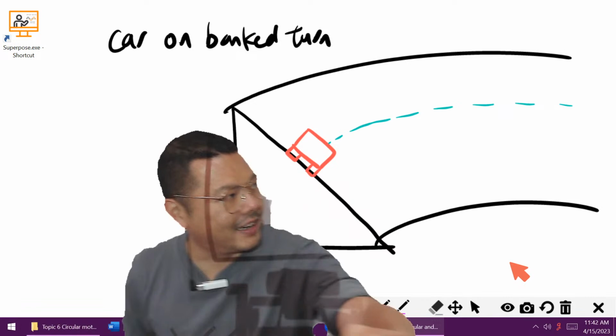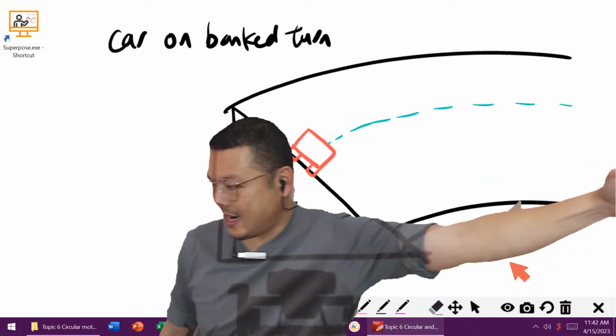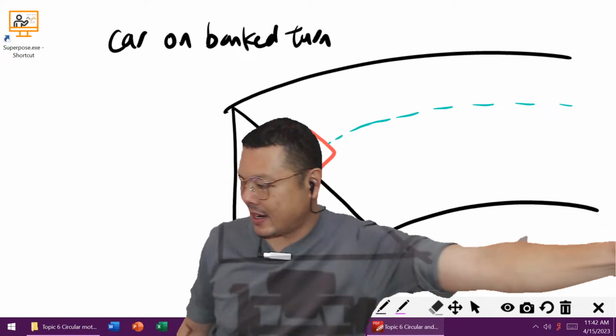The car is still going around like that. You see? It's going this way out and then going back around like this, then this way out and going back around like this, right?